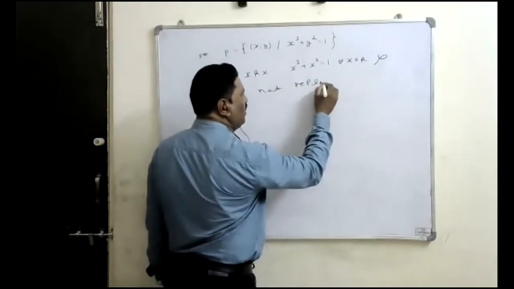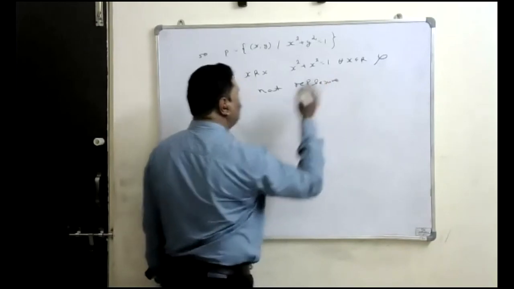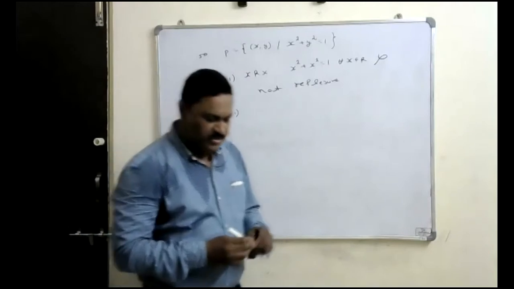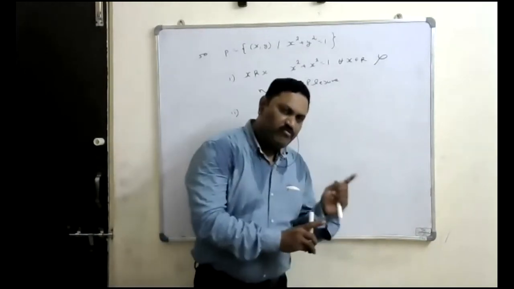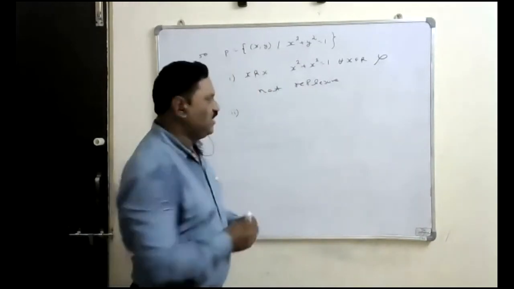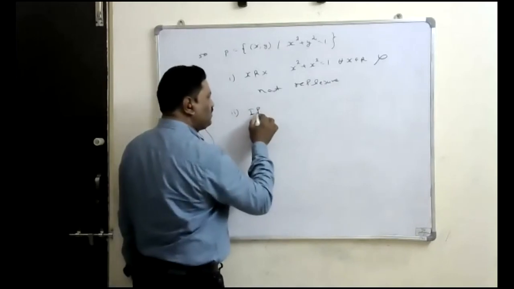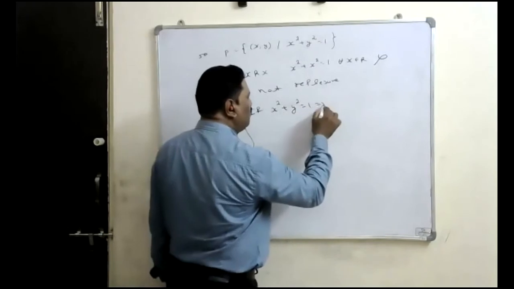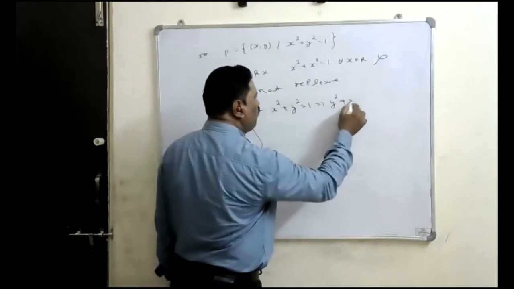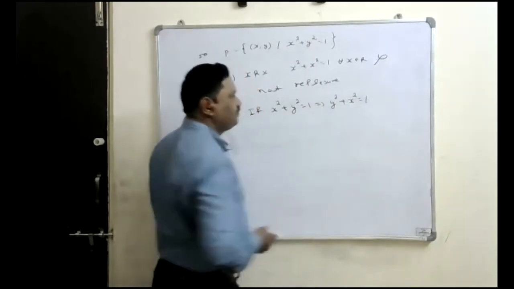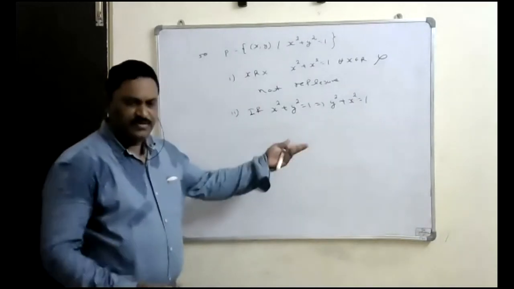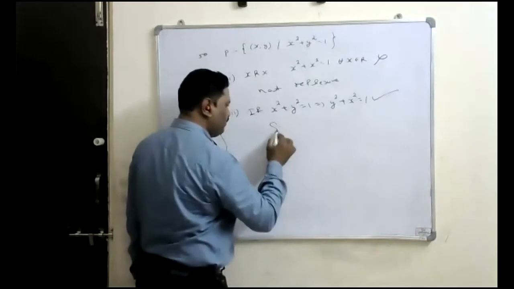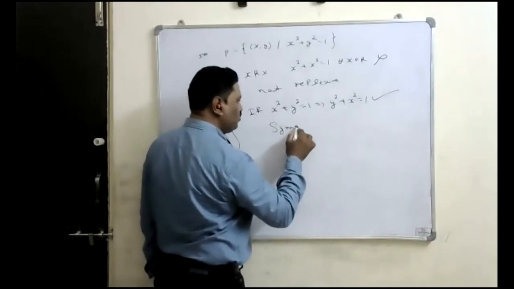It is not a reflexive relation. Now we will check whether it is symmetric or not. Symmetric means if x is related to y, then y should be related to x. That is, if x square plus y square is equal to 1, then y square plus x square should also be equal to 1. Is it correct? Yes, it is always correct for any value of x and y. That's why this relation is a symmetric relation.